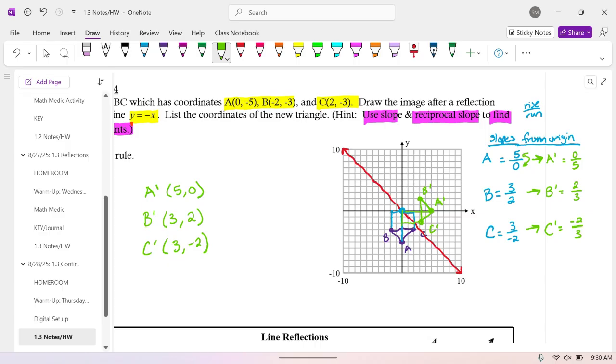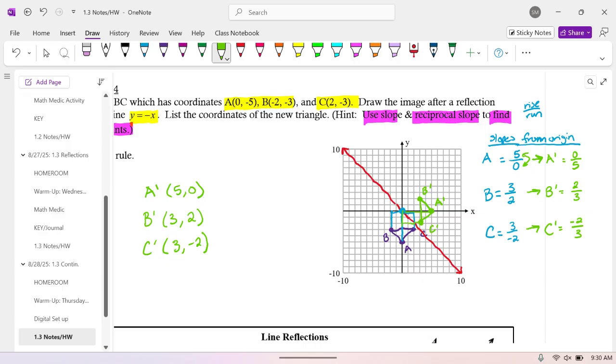All right. Can someone tell me what slope they got for C from the origin? Sutton. 3, -2. Good. So you went up 3 and then to the left 2. So what would the slope be for C prime? -2, 3. So that means you would go down 2 and then to the right 3. All right. So what was the final point at? Audrey. 3, -2. Good. That's exactly what I got.